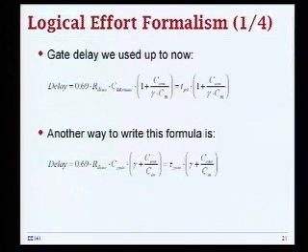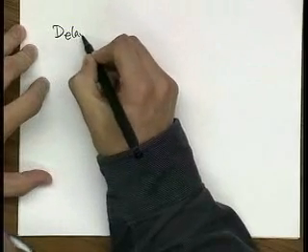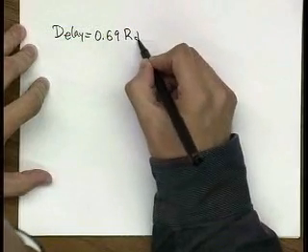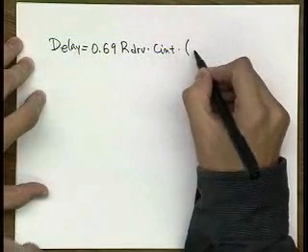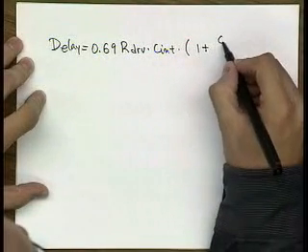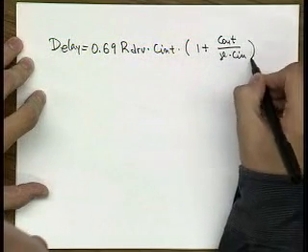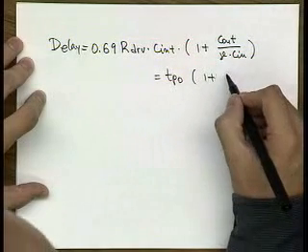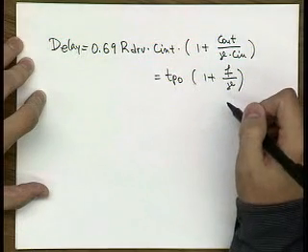And this is the reasoning that we start from. We know that the delay of a gate is equal to 0.69 times the drive resistance times intrinsic capacitance times 1 plus C out divided by gamma times C input. And this is equal to t_p0 times 1 plus my fan out divided by gamma.